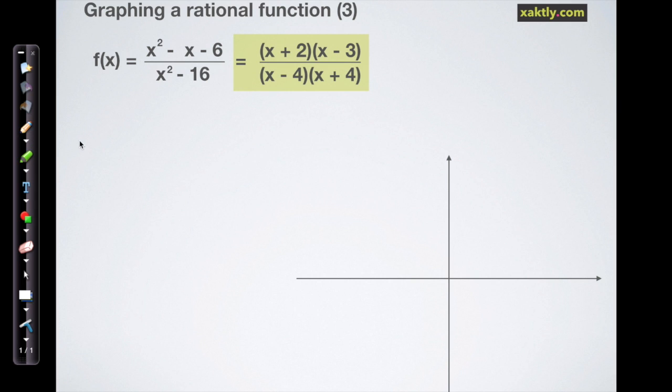The numerator is x plus 2 times x minus 3, and the denominator is x minus 4 times x plus 4. That's just a difference of perfect squares. So with that in hand, we can start as usual.